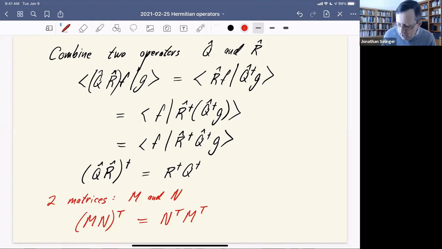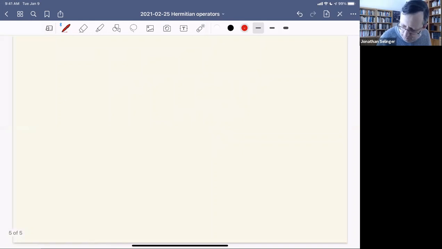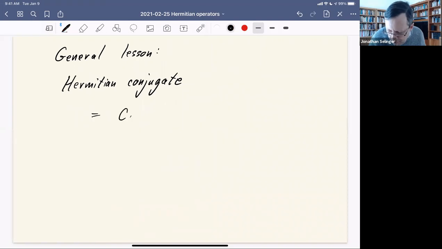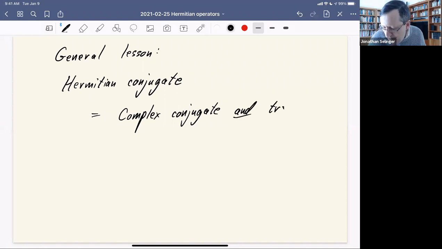And the general lesson is that Hermitian conjugate is equal to complex conjugate and transpose.